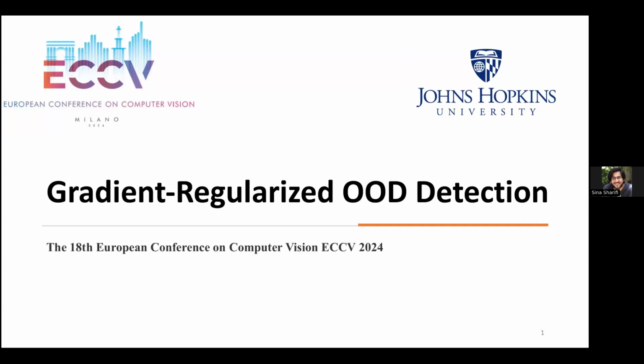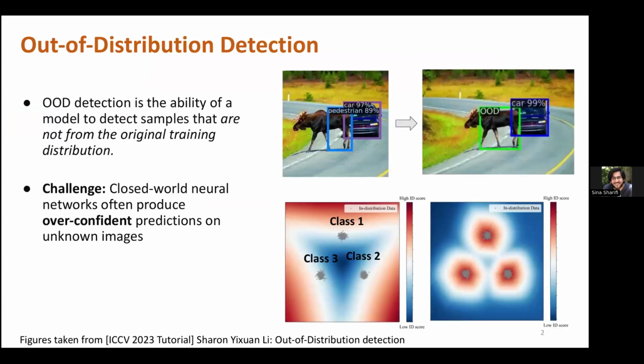Accepted to ECCV 2024. OOD detection is the ability of a model to detect samples that are not from the original training distribution. However, closed-world neural networks often produce overconfident predictions on unknown images. The issue is that, in essence, the training algorithm results in energy manifolds such as the one shown in the bottom left image, where the model extrapolates out of its training data support. The goal is to, however, yield a score landscape more akin to the image on the right, where the model only makes predictions close to the in-distribution data support and understands when the data is out of distribution.